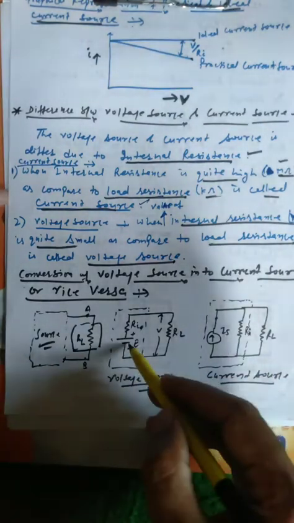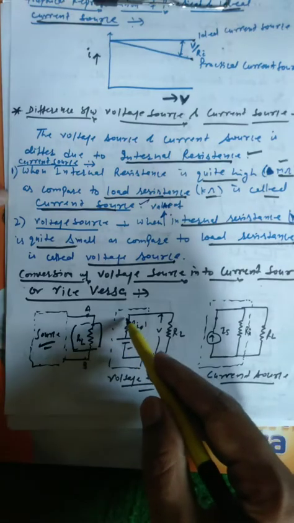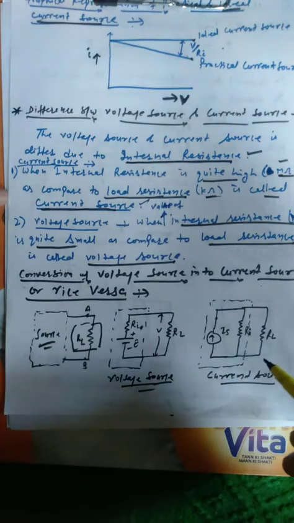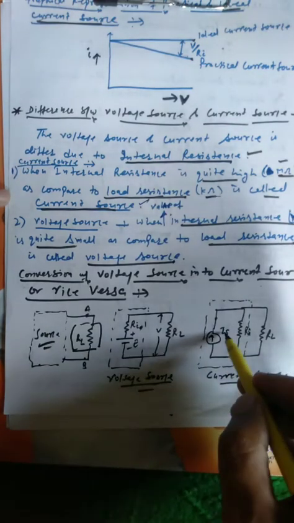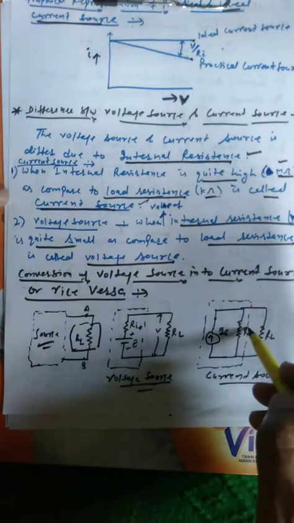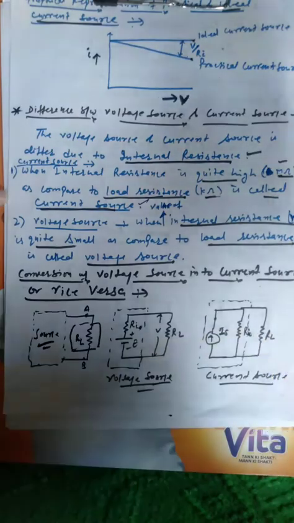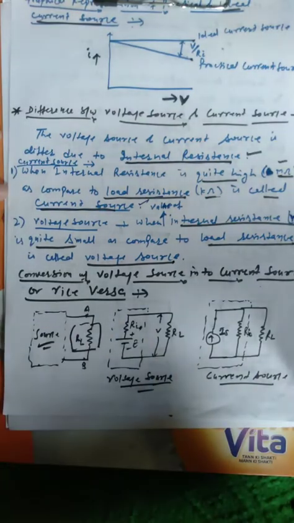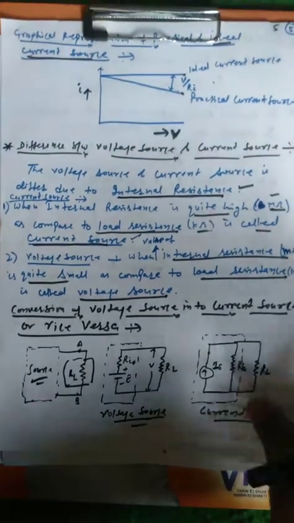In a voltage source, we have to supply the battery, then the internal resistance, that is Ri, is connected in series, and a load is connected, that is RL. And in a current source, the internal resistance, that is Ri, is connected in parallel with the load. This type of source is known as the current source.